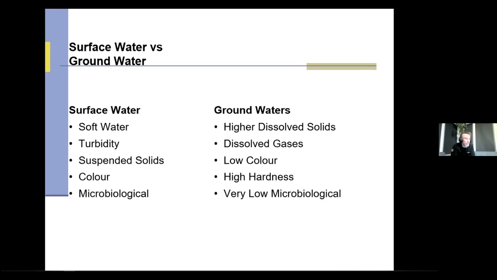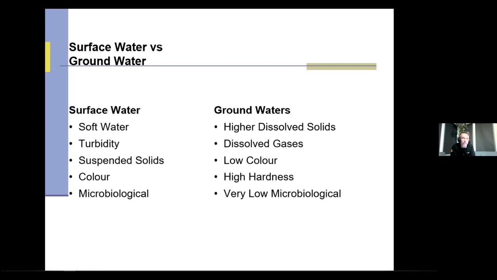Turbidity is really important too, but turbidity doesn't mean dirt. It doesn't at all. And we're going to learn a little bit about that in next week's chapter. But turbidity means cloudiness of the water. It has a milky appearance, or a yellowy, milky appearance, not dirt. The next one here, suspended solids, that is the dirt content in the water. Color, of course, is a big one, and microbiological.